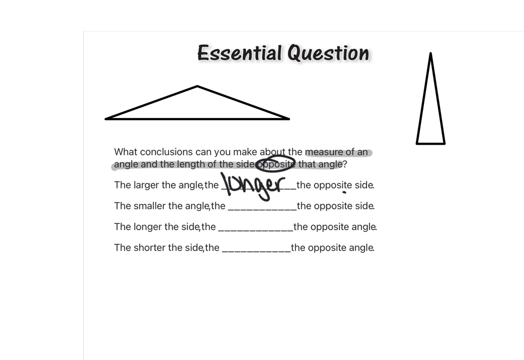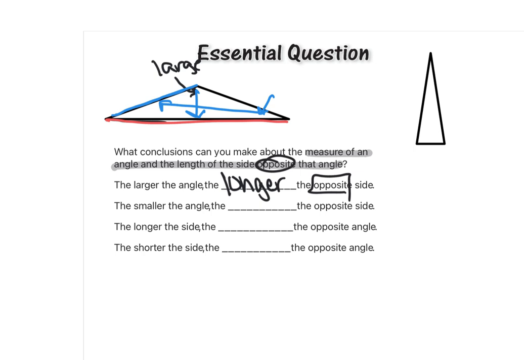Remember, we're talking about the opposite side here. I think we all can agree, if we look at this triangle right above it here, that's an obtuse angle. That's definitely a large angle, which would mean that this side across from it is going to be large as well. If we look at this smaller angle here, the side across from it is going to be shorter. So the larger the angle, the longer the opposite side. And the opposite side, remember, is across from it.